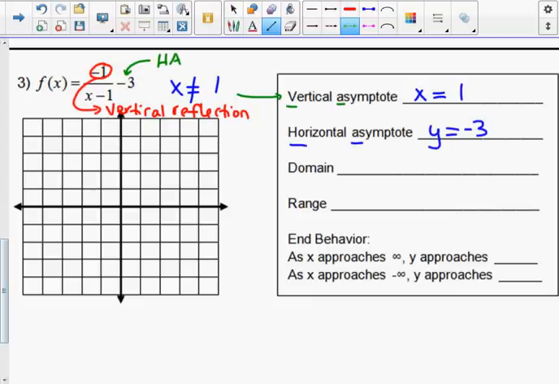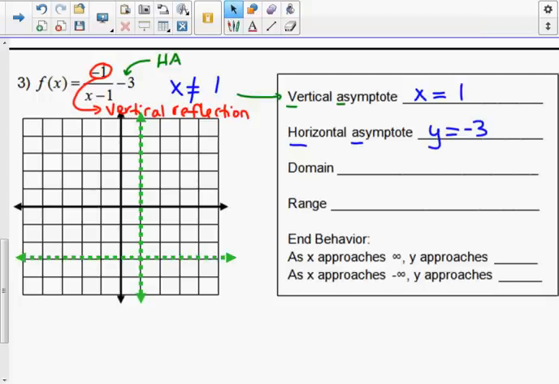So I'm now going to graph my asymptotes. So I have an asymptote at x equals 1. So that's the vertical asymptote. The horizontal is going to be at y equals negative 3. Now, because of the vertical reflection that we have, instead of going up 1, right 1, I'm going to go right 1 and down 1 to plot the points.